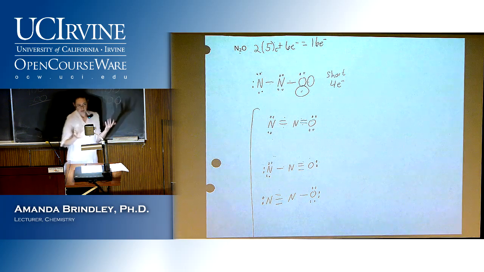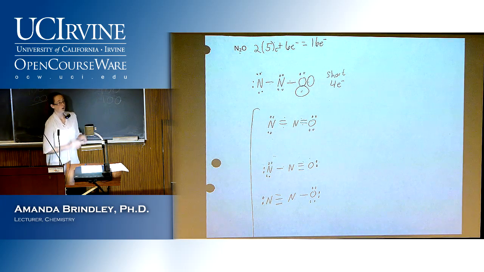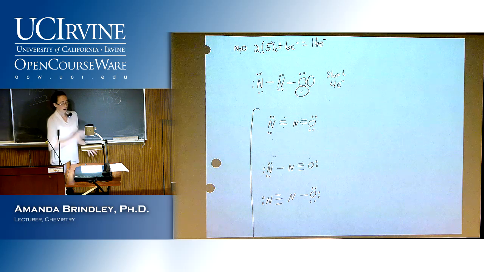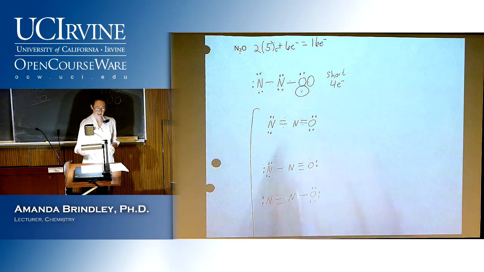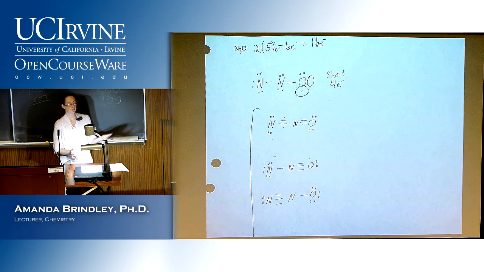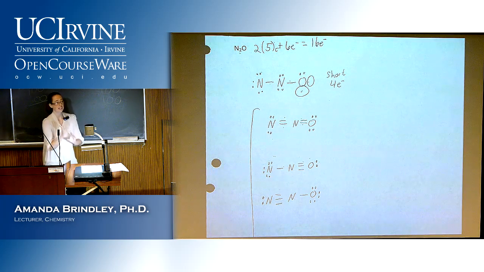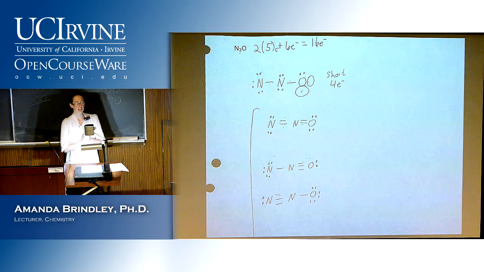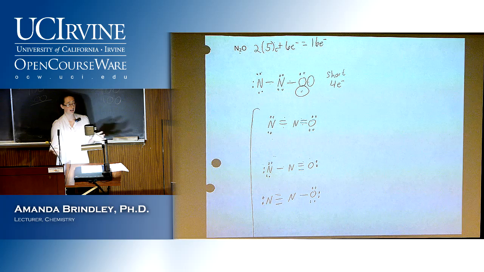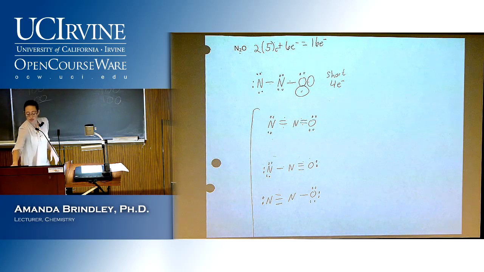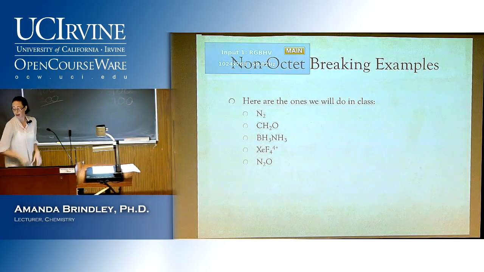Okay, well, which one is it? So all of them follow all of the octet rules. All of them have the least electronegative element in the center. So which one do we do? This is where that very last step on the slide comes in. Calculate formal charges. We don't really know how to do that yet. So let's learn how to do that, and then we'll come back.